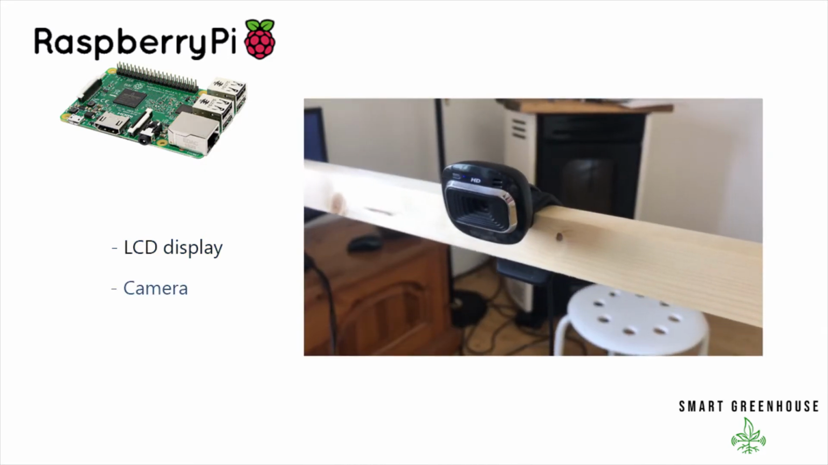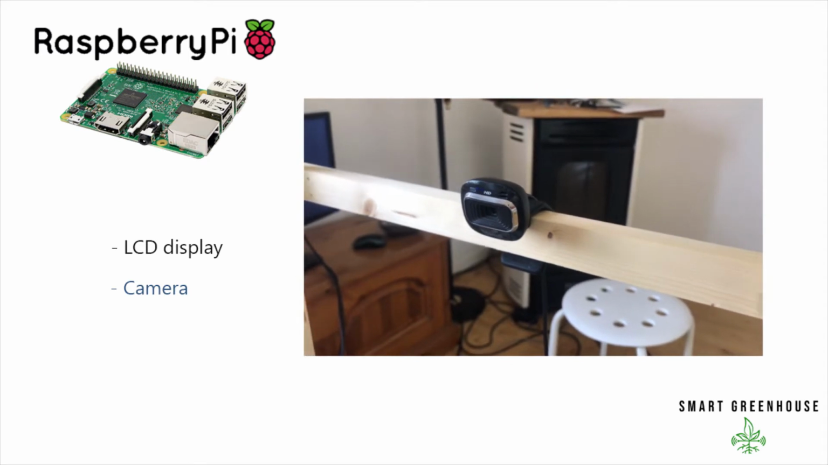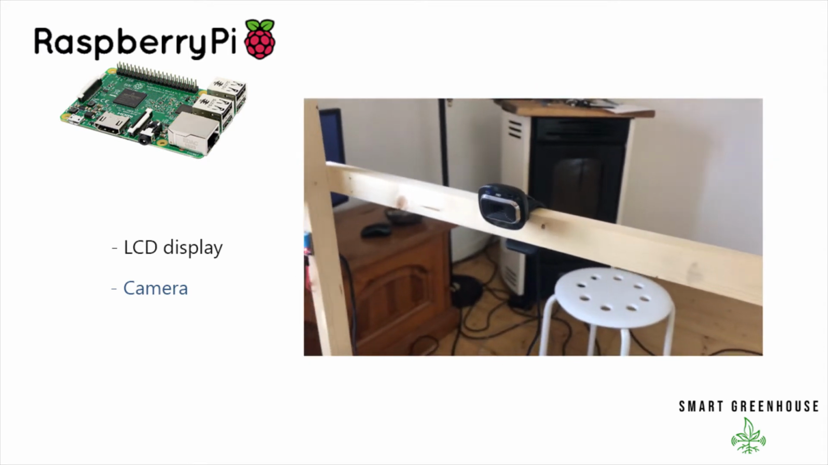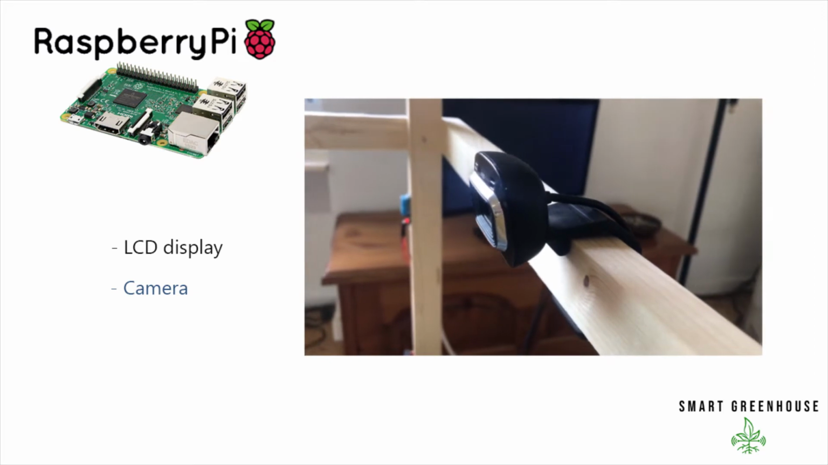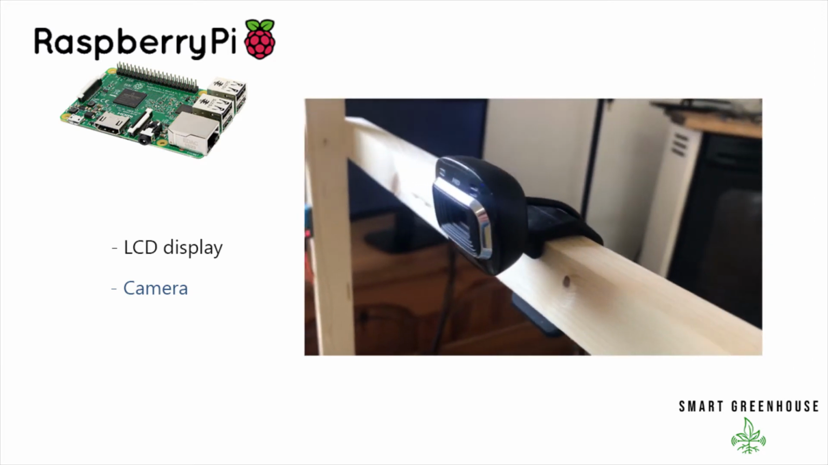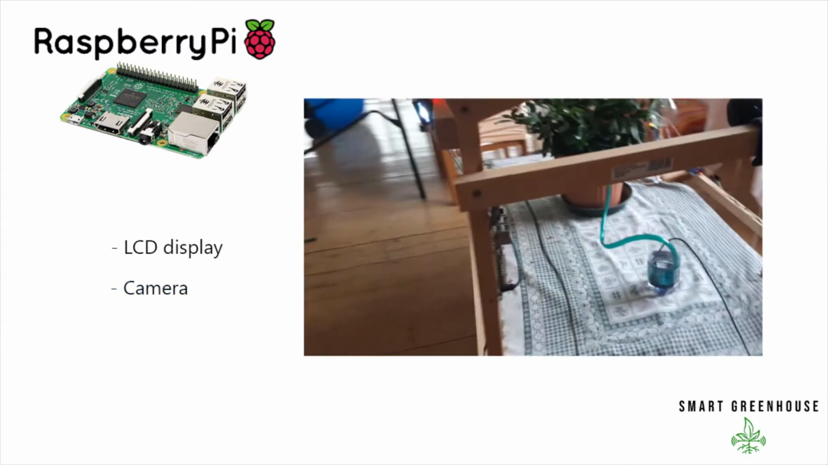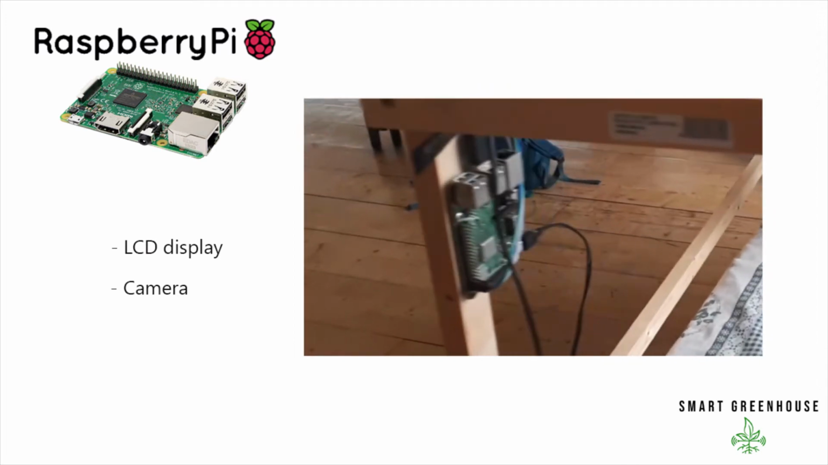The camera provides a live streaming of the greenhouse through a web service to remotely monitor the status of the plants. Both LCD and camera have been implemented on a second Raspberry Pi for practical reasons. However, it is possible to connect them to the same Raspberry Pi where the sensors are implemented.